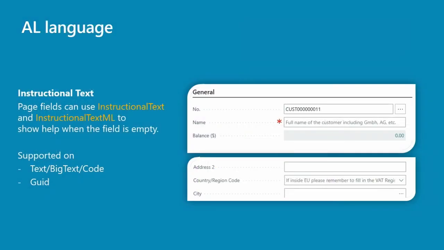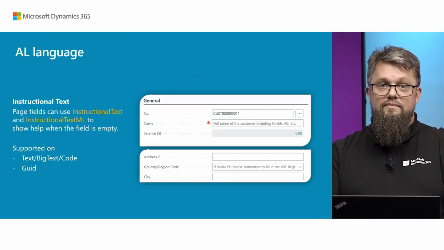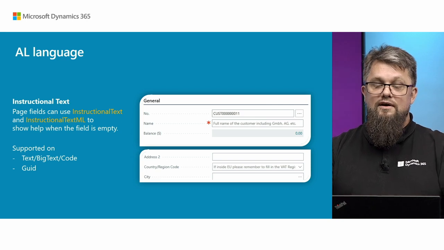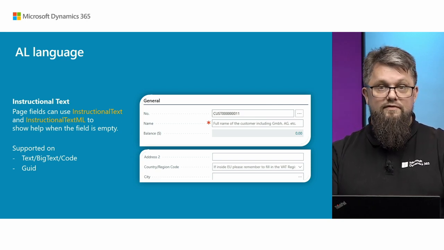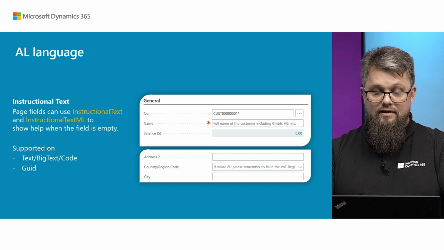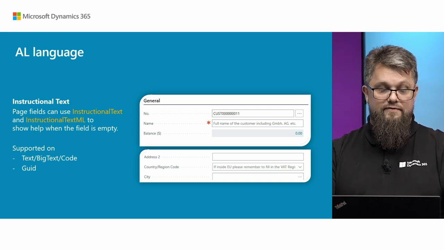On pages, you can also now use instructional text on fields. This gives you the ability to hint at the user what data needs to be in the field if there's no value in it yet. It is supported on text-based fields.